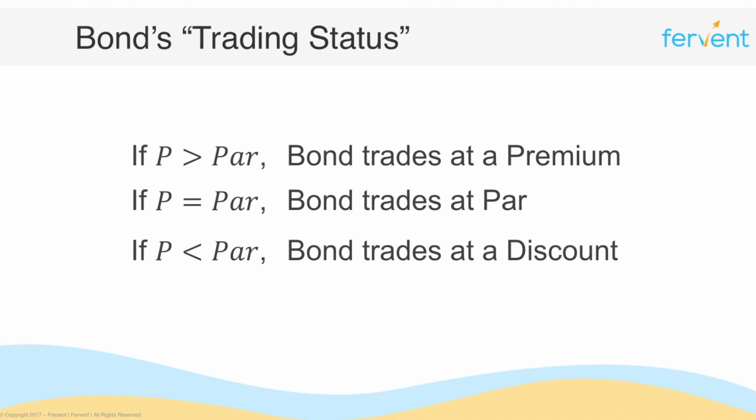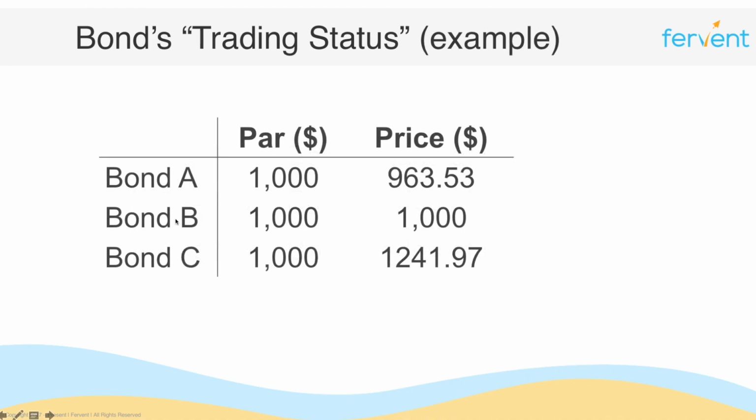Let's look at an example to make sure that we really understand this. So here we've got three bonds, which I've just conveniently called A, B, and C. All three bonds have a par value of $1,000, and their prices are $963.53 for A, $1,000 for B, and $1,241.97 for C. It's a good idea to pause the video right now and see if you can identify which bond is trading at a par, which one's trading at premium, and which one's trading at a discount.